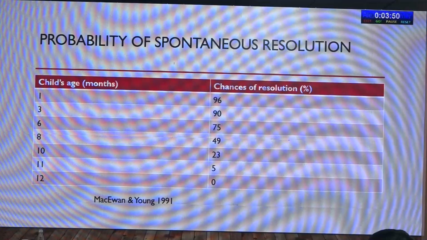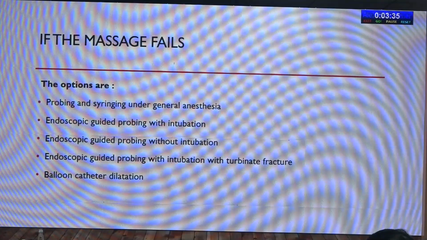This is the probability of spontaneous resolution: at 1 to 2 months 96%, at 3 months 90%, up to 12 months generally around 96% will be spontaneous. If you fail, then what will happen? Probing and syringing under general anesthesia, always under general anesthesia, and if needed, endoscopic guided and balloon catheter.